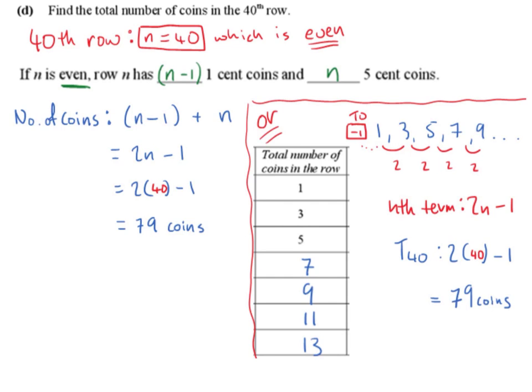Alternatively, we could have made an nth term formula from the number of coins in the row. So we've got 1, 3, 5, 7, 9, 11, 13.